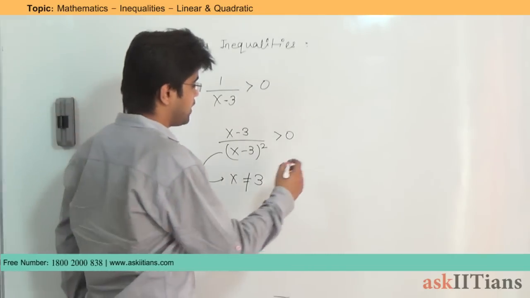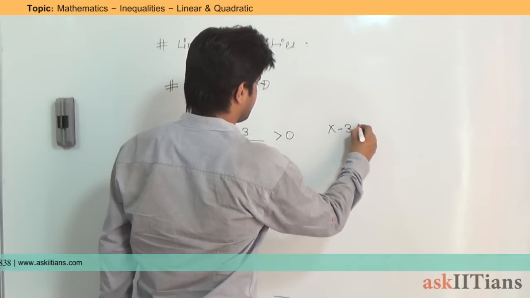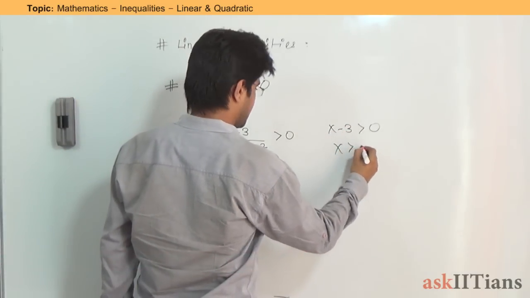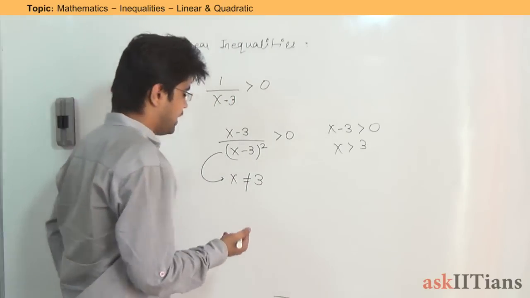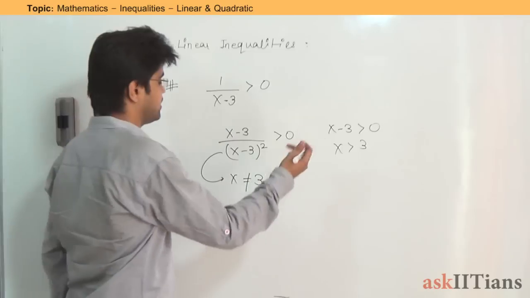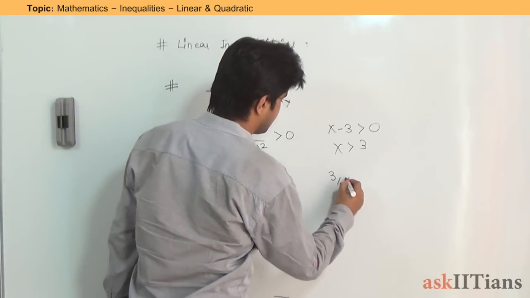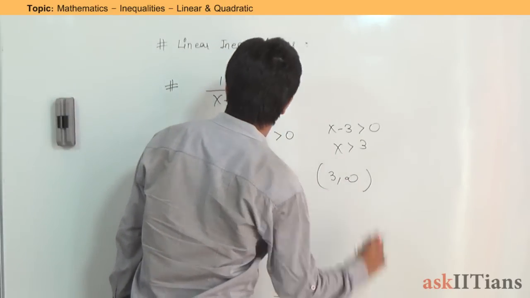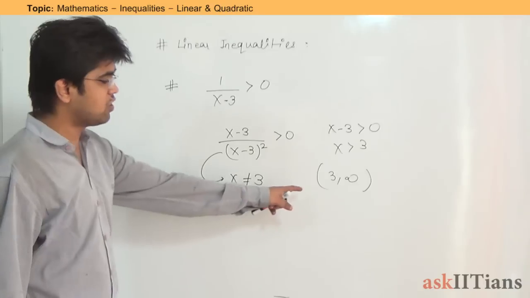Now if you look at the numerator, we can take the numerator separately. So x greater than 3. Now obviously x cannot be equal to 3 and x greater than 3. That means all the values that we are looking for are 3 to infinity. Now you can put any of the values from here.